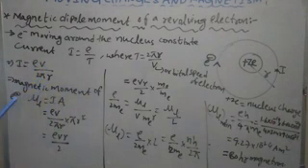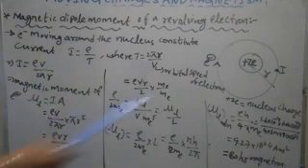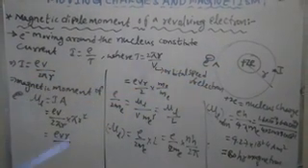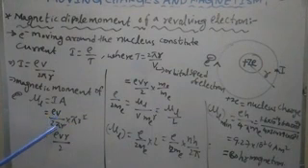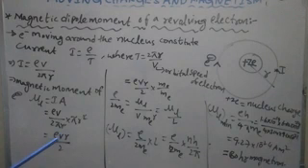Now I is ev by 2 pi r. The magnetic moment of the electron is denoted by the symbol mu L. Mu L is current into area. What is the current here? ev by 2 pi r, into the area of the circle with radius r, pi r square. So we get ev by 2 pi r into pi r square, pi gets cancelled, r gets cancelled. You will get evr by 2.